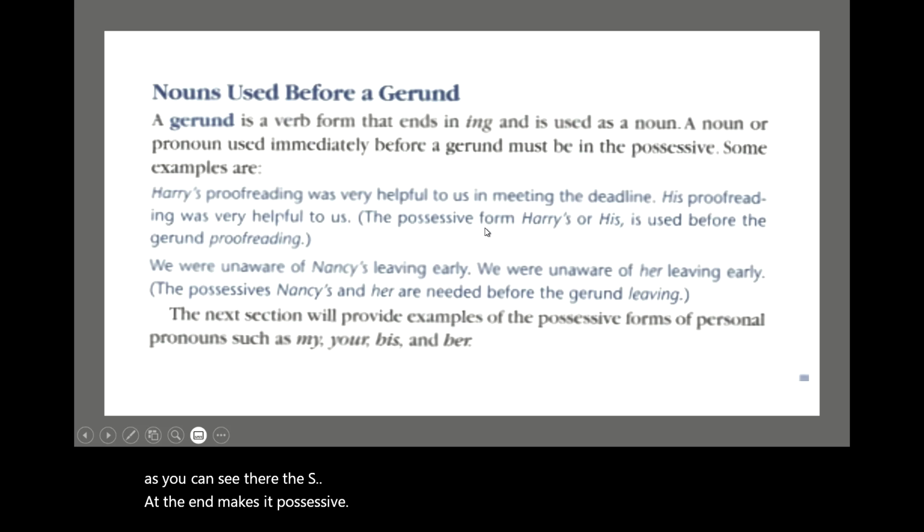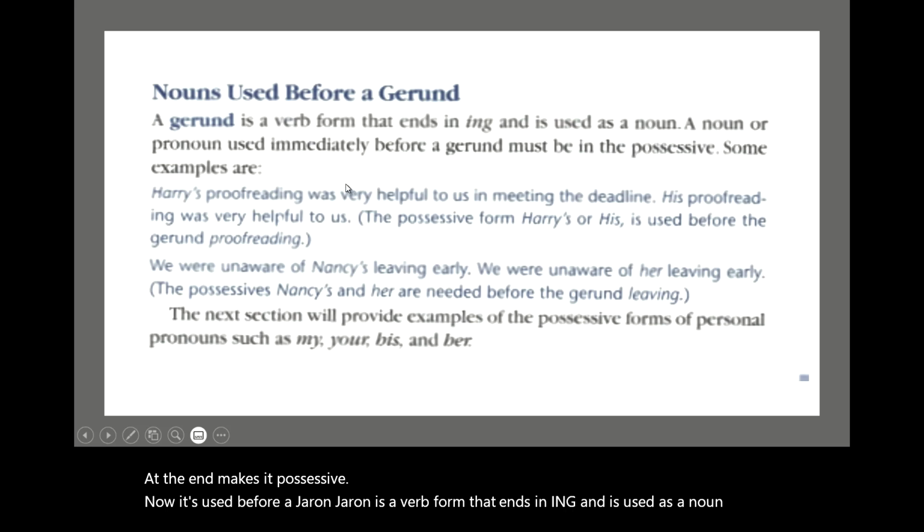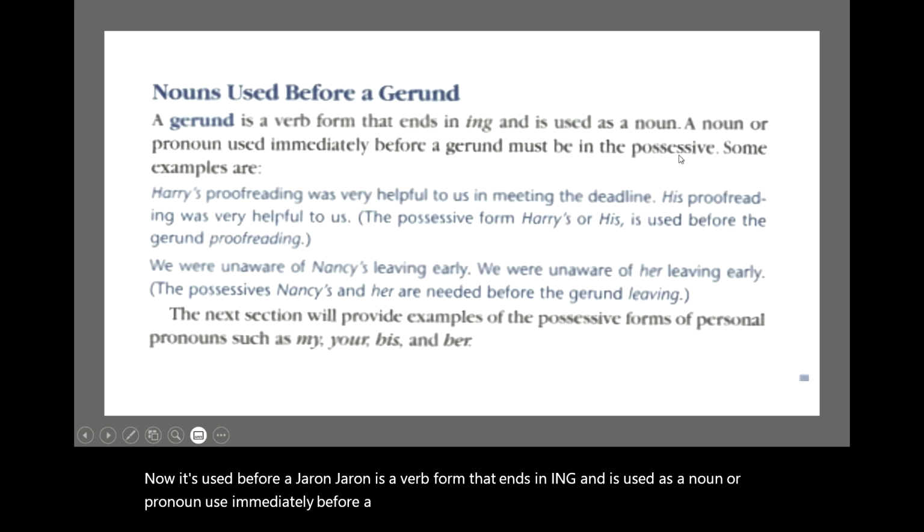Nouns used before a gerund. A gerund is a verb form that ends in ing and is used as a noun. A noun or pronoun used immediately before a gerund must be the possessive. Here are some examples. Harry's proofreading. Proofreading is a noun. Harry's, possessive, right?